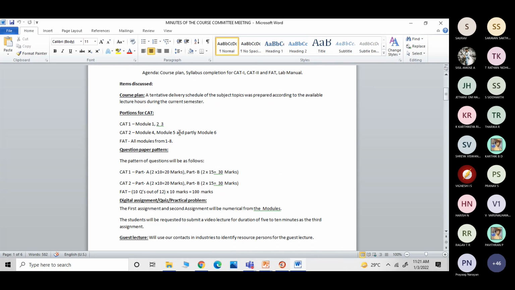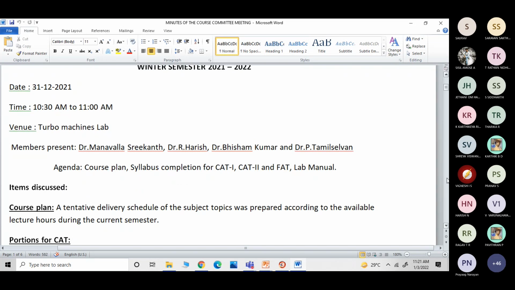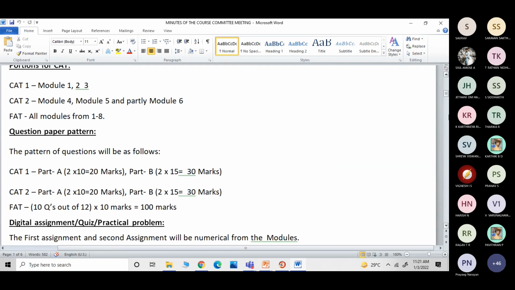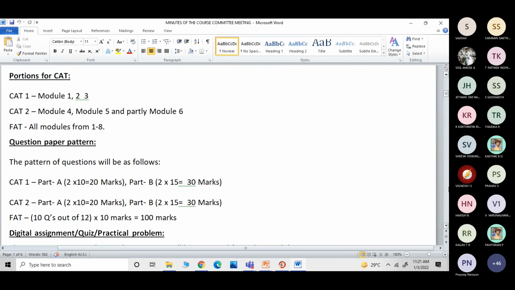And for CAT 2, module 4, module 5 and module 6. Is it visible? Yes, sir. Is it visible, ma? Everyone? Yes, sir. And for FAT, all modules will be there, right from module 1 to module 8. The pattern for CAT 1 is 4 questions, two 10-mark questions and two 15-mark questions. The same is followed for CAT 2 also.